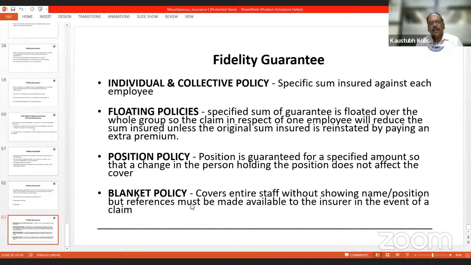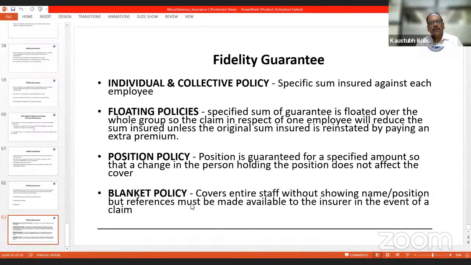Say for example, in our case, that is, if New India Assurance Company wants to have a fidelity guarantee insurance policy, they will opt for a blanket policy. So a blanket policy will cover the entire staff without showing name or position, but the references only must be made available to the insurer in the event of a claim.